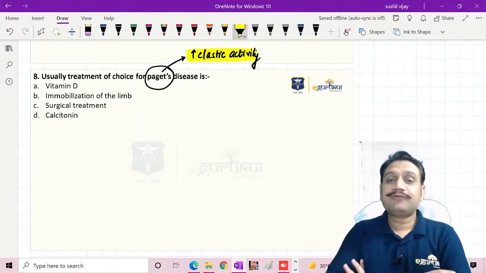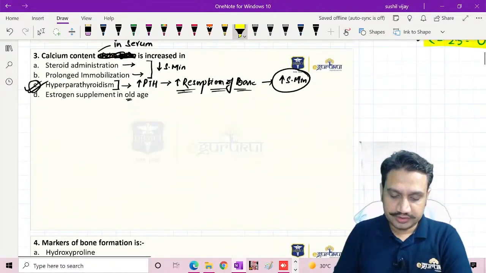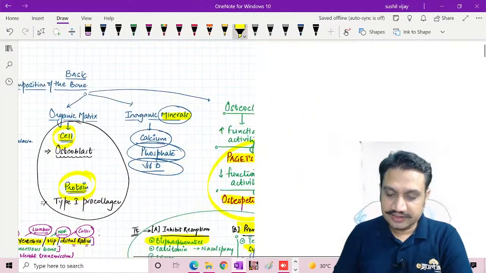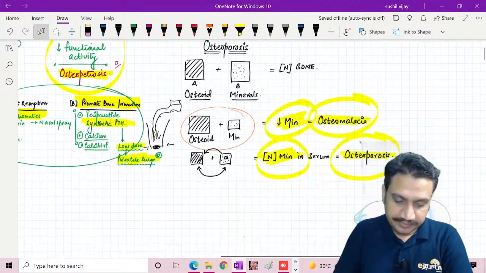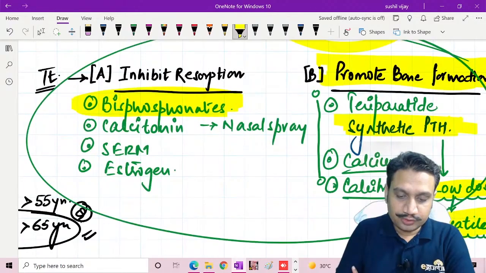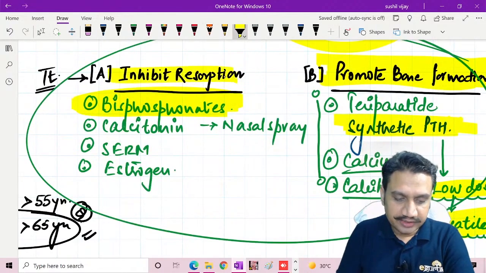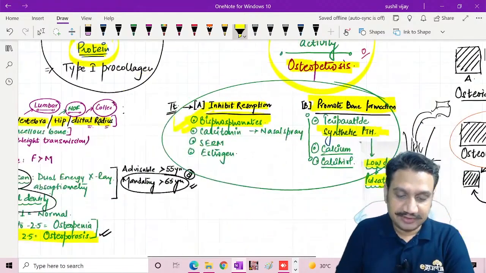So we have to stop the clastic activity. And what did we discuss in osteoporosis? What are the drugs which are used? Very good, Abhi is right. So to inhibit the resorption, what do I need to give? Calcitonin or bisphosphonate. I told you here also, bisphosphonate is the treatment of choice.